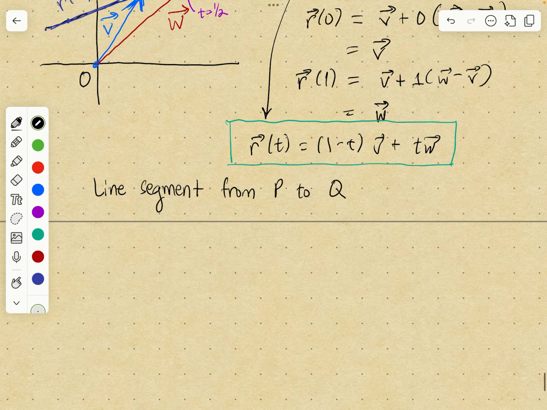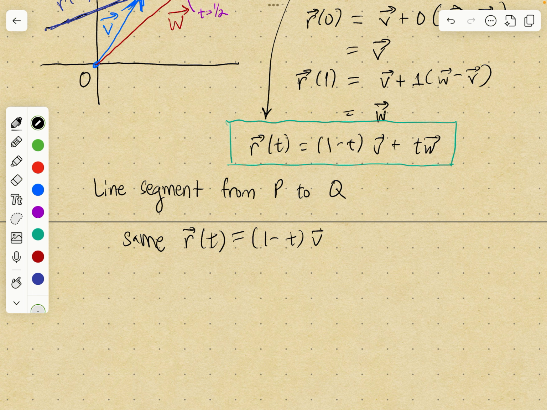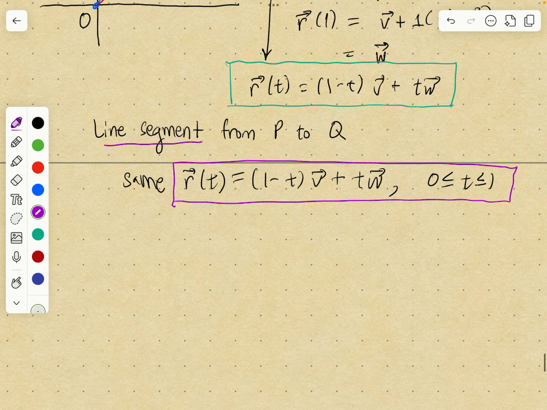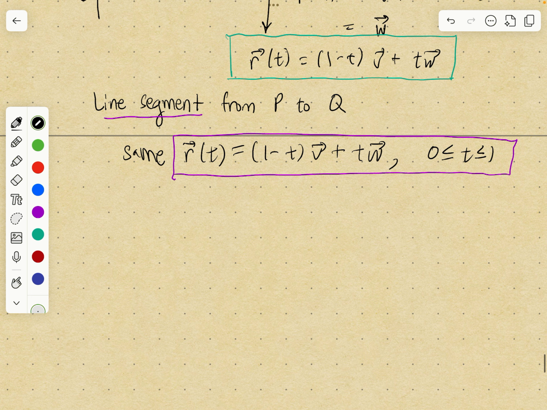And so what you would say is you have the same R of t. It's (1 minus t) v plus t w, but you have to restrict t to be between 0 and 1. So that would be the line segment from P to Q. By the way, we can play around with this, so let's just do some examples.